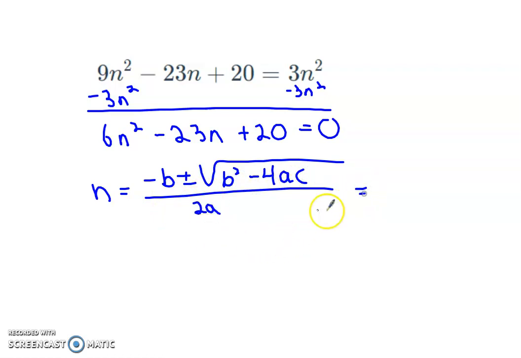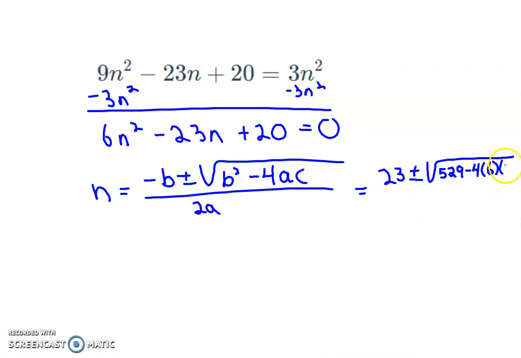Okay, let's put those numbers in there. Negative B, remember B was negative 23, so 23 plus or minus the square root of 23 squared. I'll just do this off camera here. 23 squared is 529 minus 4 times A, which is 6. Don't forget, A is not 9, A is 6.